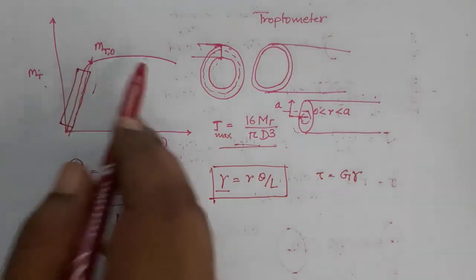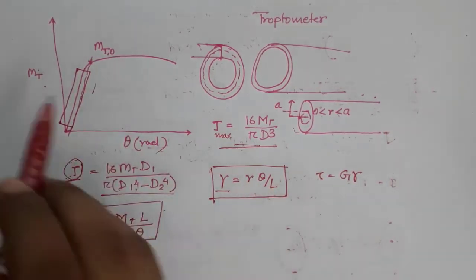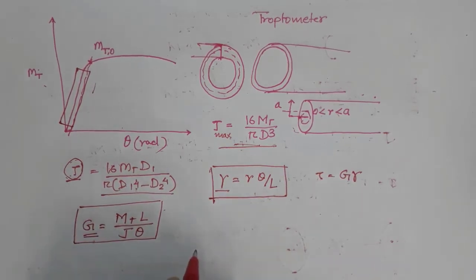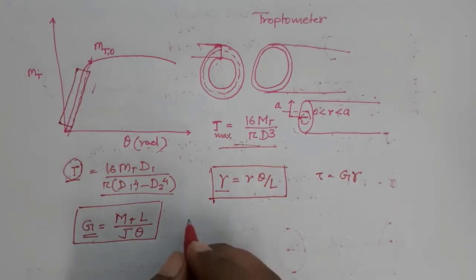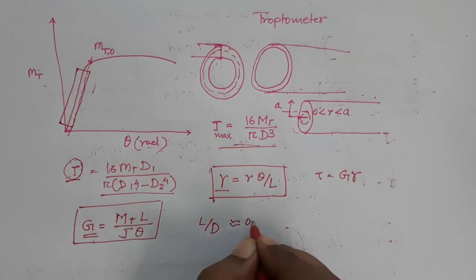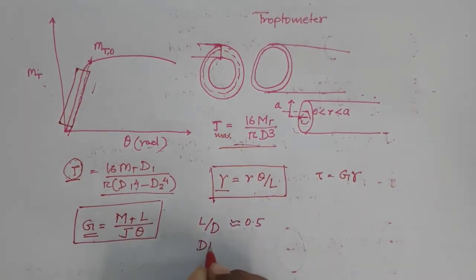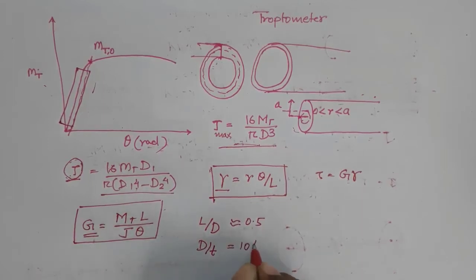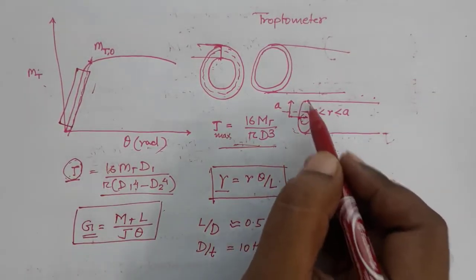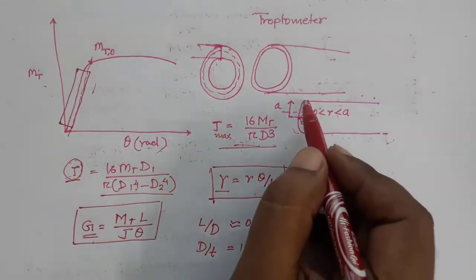From the plastic part, from the non-linear part of the torsional moment versus angle of twist curve, we need to address that and find out what information we can get from it. To find out the modulus of rupture or modulus of shear, it is important according to the ASTM standard that the gauge length by diameter should have an approximate value of 0.5 and the diameter to thickness should have a value of 10 to 12 in order to find the correct value of shear modulus, because we know that there is a gradient of stress from the surface to the center.